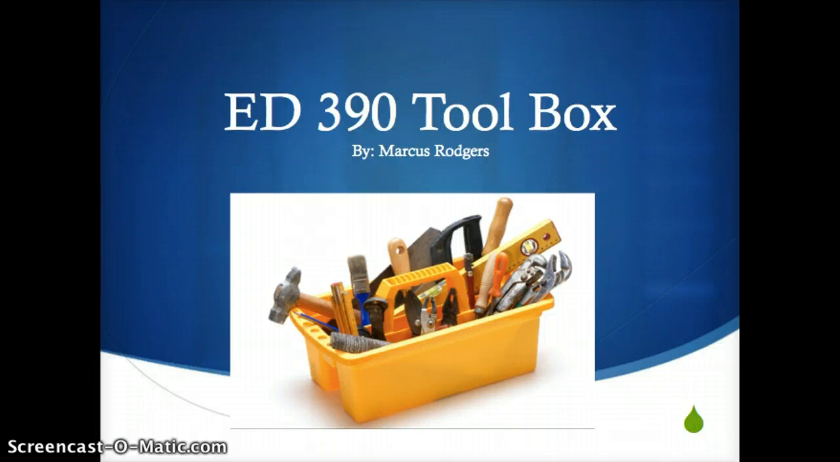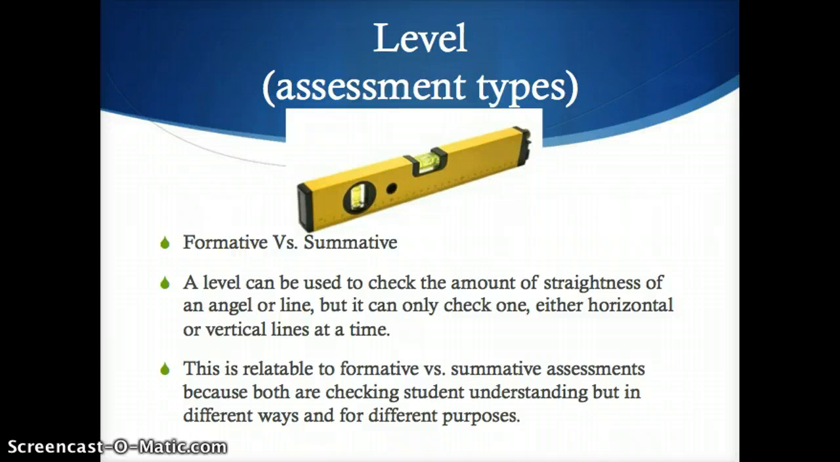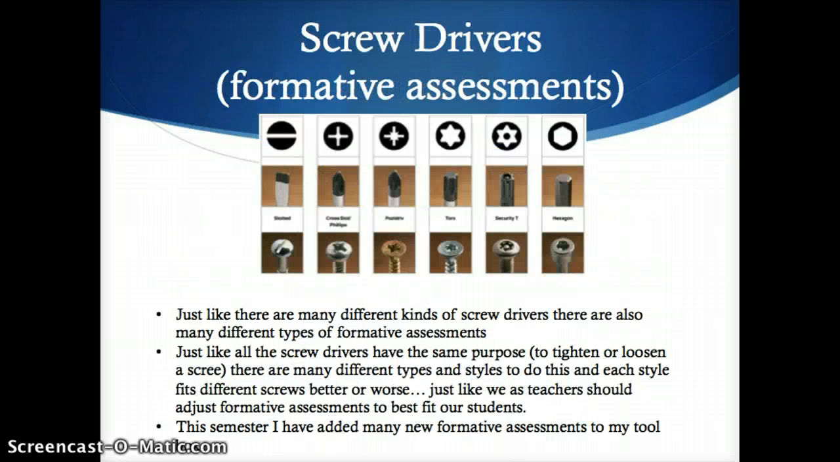Item number 1 is a level, and this is compared to formative versus summative assessments. Just like a level can be used to measure the straightness of a line or an angle, you can only use a level to measure either horizontal or vertical lines at a time. This is similar to assessments being used to measure student learning, but you can only use it as formative or summative one at a time, but they can both relate to each other. This is compared to an assessment of learning or an assessment for learning.